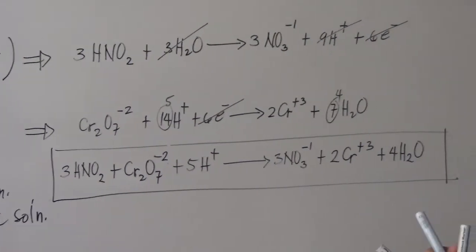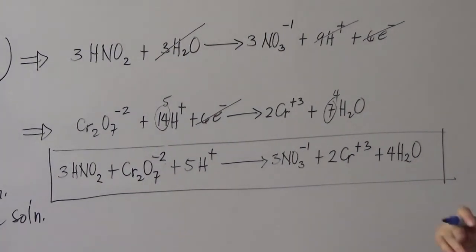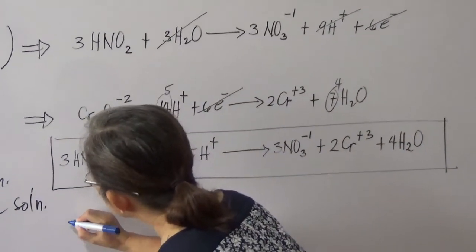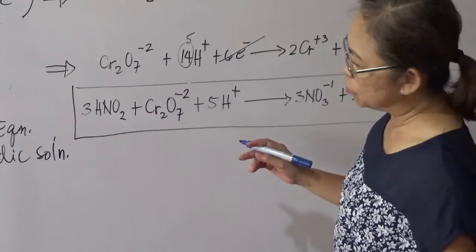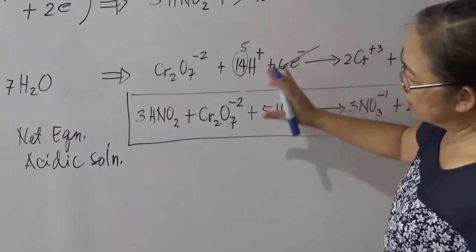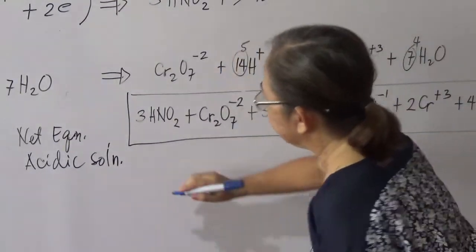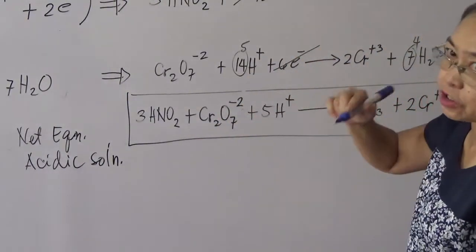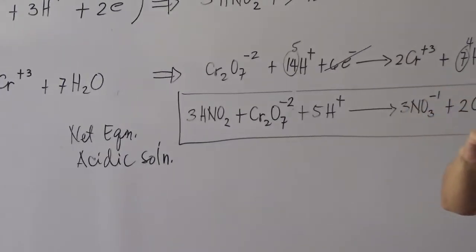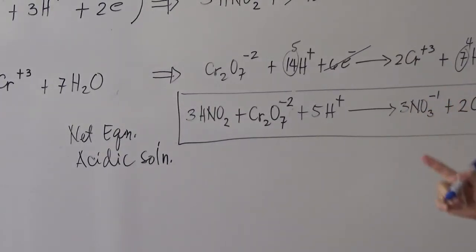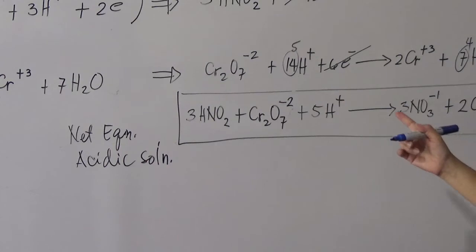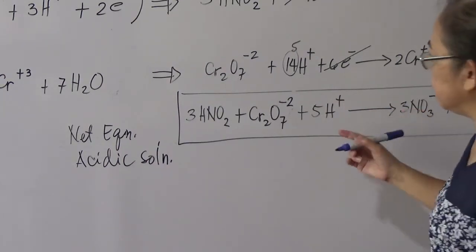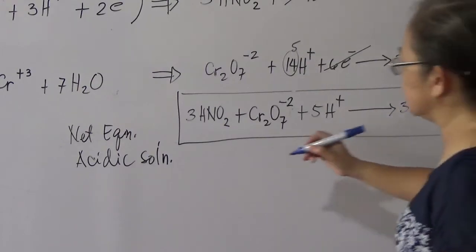So we're going to balance this one under basic solution. You can rewrite everything, because when you balance under basic solution, the first step is to balance it first under acidic solution. If you're going to balance it under basic solution, there will be one more step, and that is adding OH ion where the hydrogen ion is found to reduce it into water.